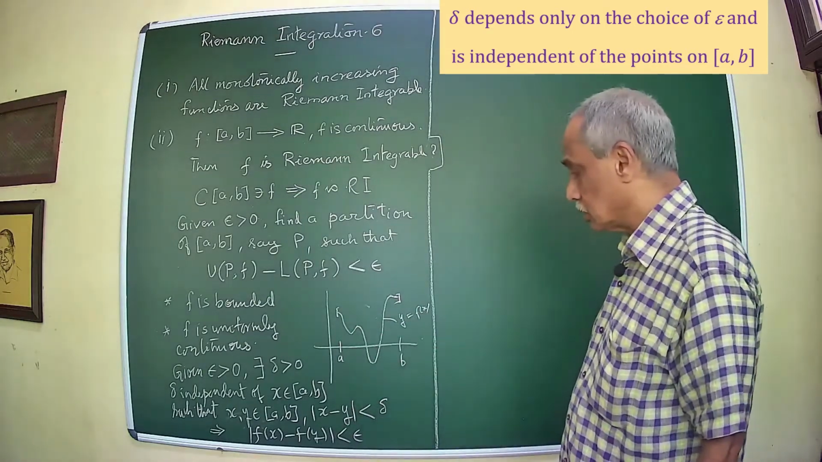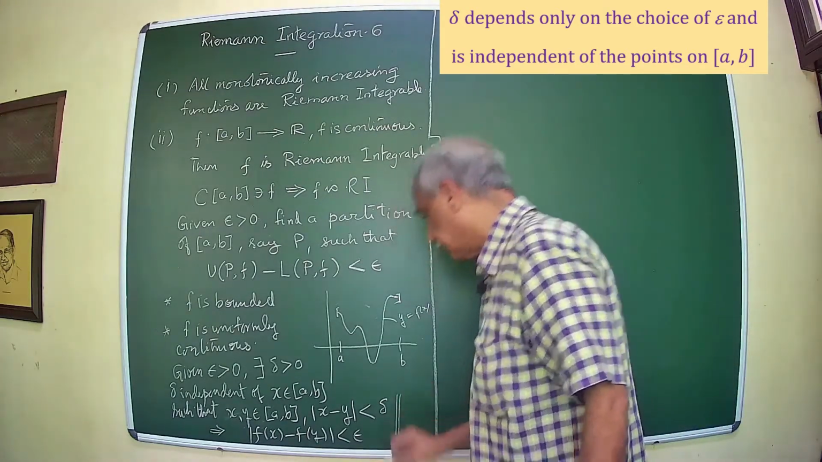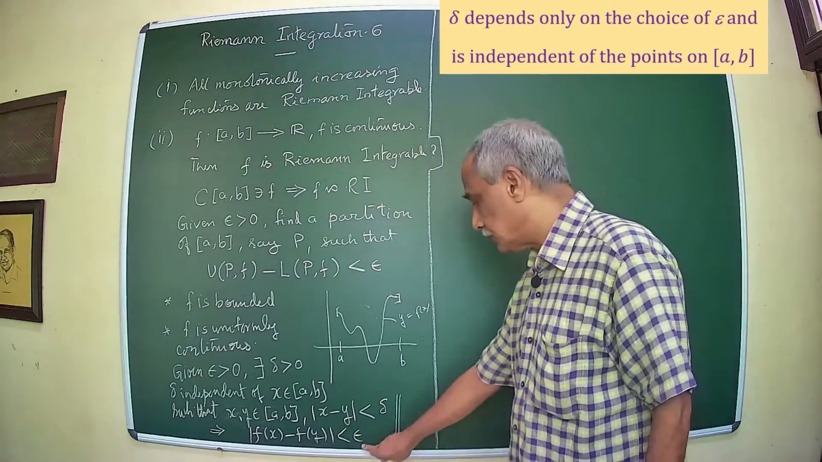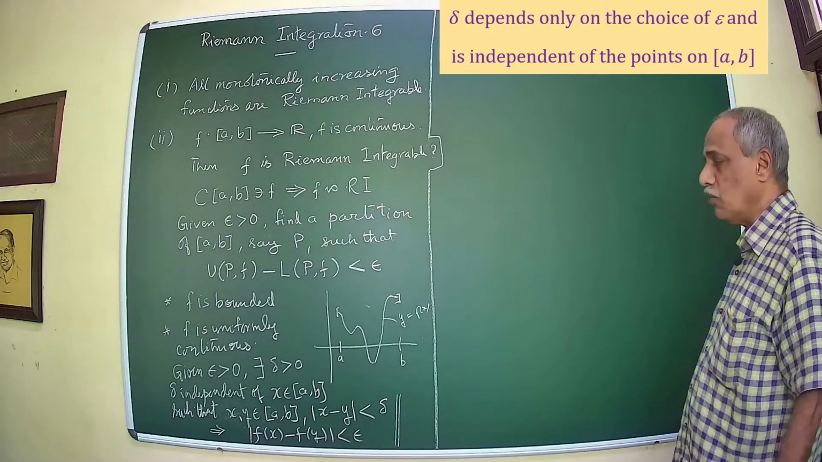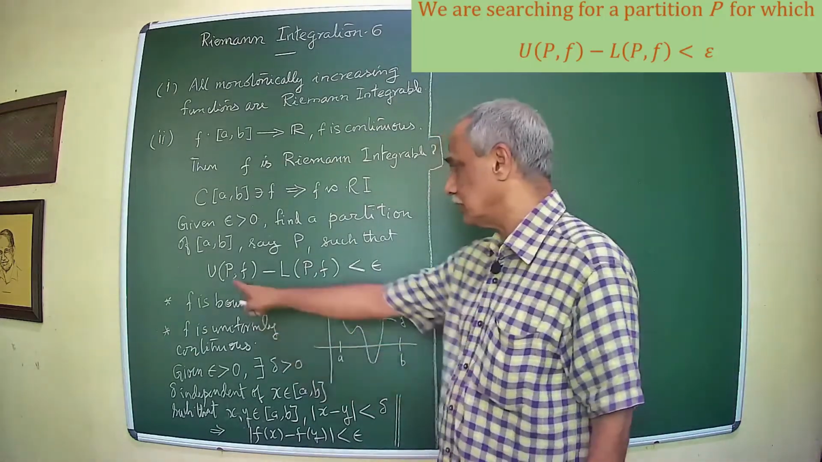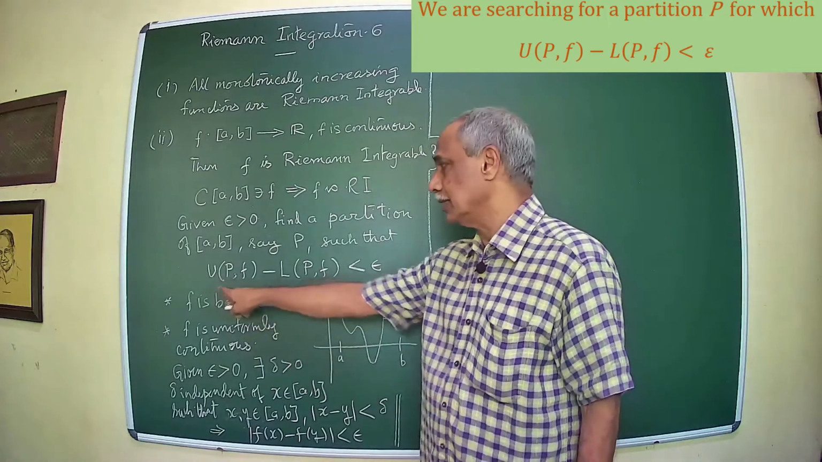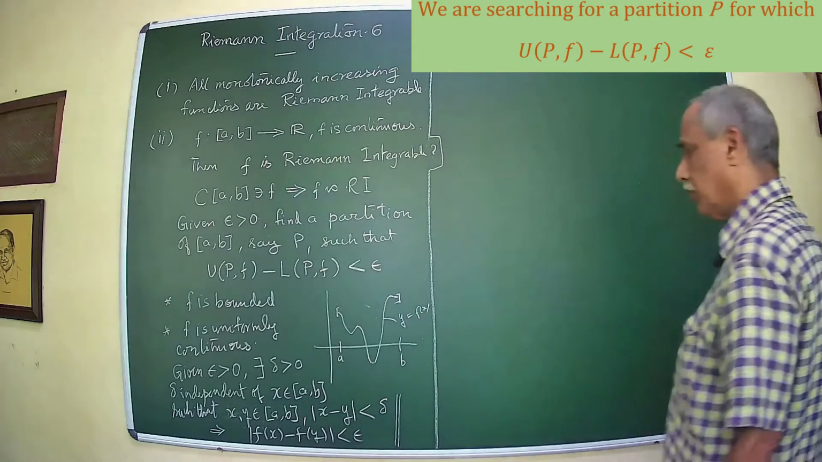So we have set up, starting with an epsilon, we have got a delta. Now what we are searching for is a partition P such that UPF minus LPF is less than epsilon.